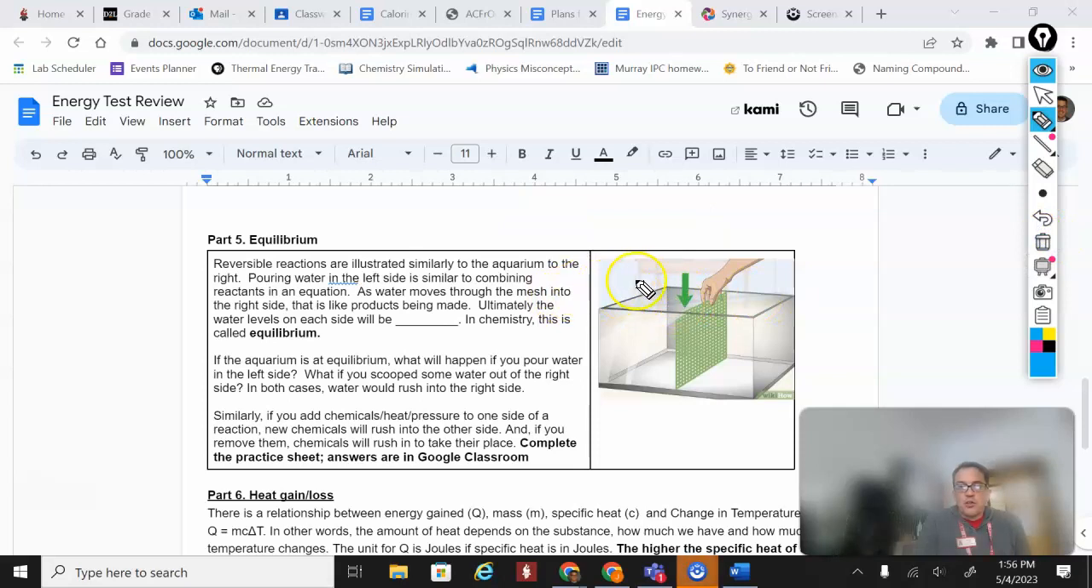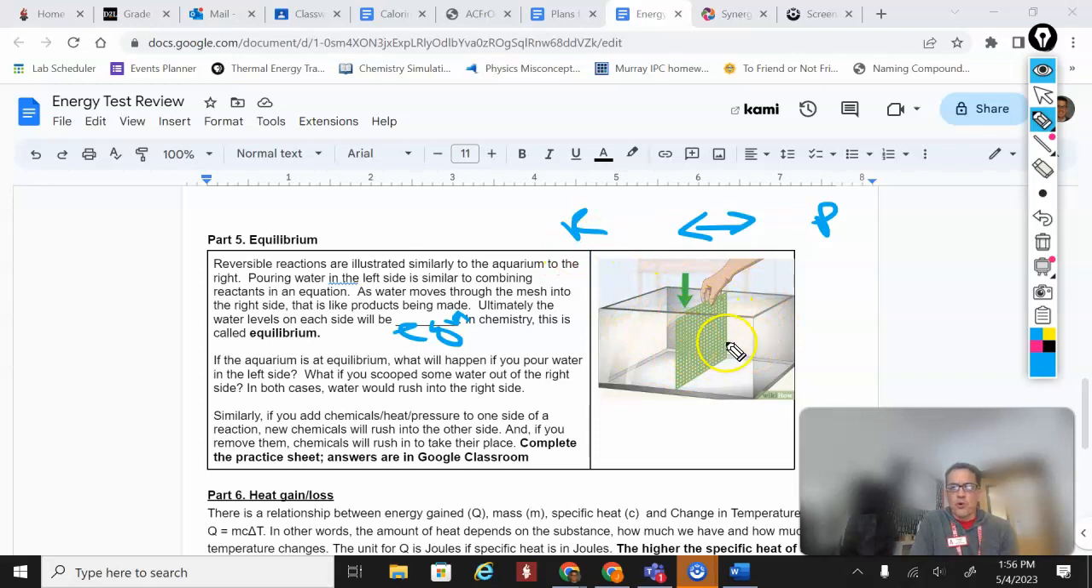So that's the idea behind equilibrium, that ultimately the water levels on each side are going to be the same, right? They're going to be equal. And that's like a chemical equation with equilibrium. What I'm talking about here is that, instead of having this mesh, we've got arrows going in both ways, with reactants on one side and products on the other side. Again, this is a reversible reaction that can go either way.